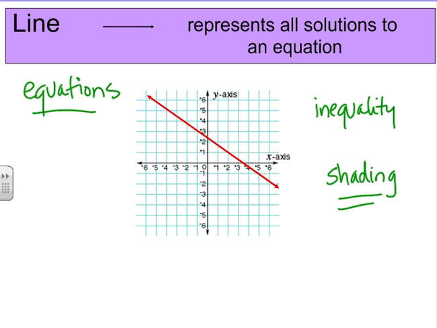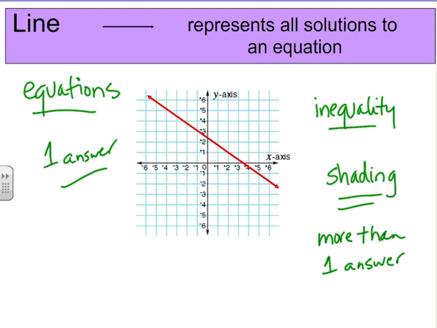In equations, we know that only one answer will make it true. In inequalities, we have more than one, and because we have more than one answer, we need to get some shading involved. Depending on whether it is less than or greater than, that will decide which side of the line we will shade, whether we shade above the line or below the line.